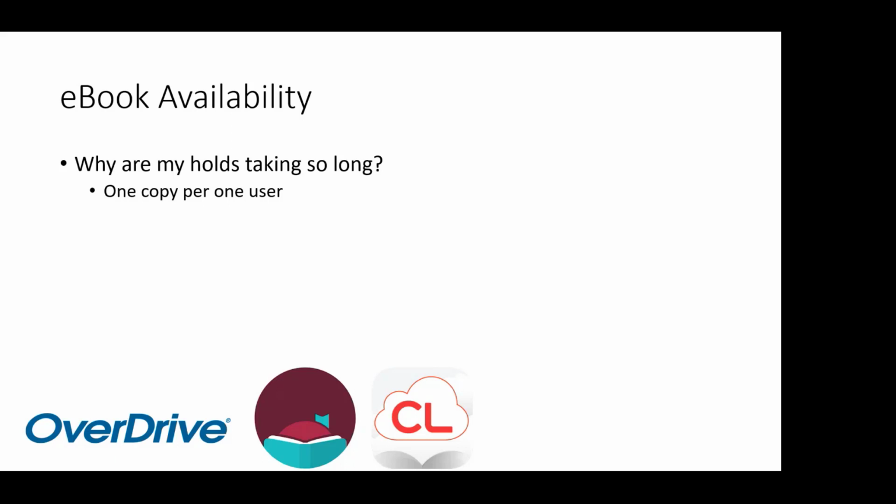Similar to a physical book in a library, ebooks are one copy per one user. This means that if we have 5 copies of an ebook, 5 people can check it out at once. Some ebooks will have less copies available, meaning fewer people can check them out. And this is typically due to high prices. Ebooks are quite expensive, and in order to ensure that we're purchasing enough popular materials, we need to carefully budget.